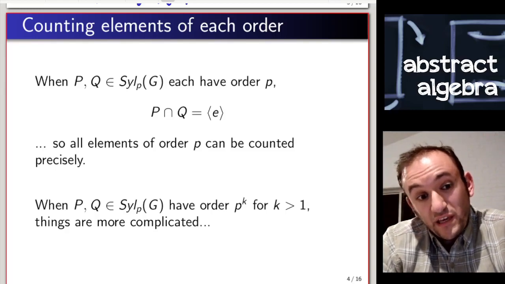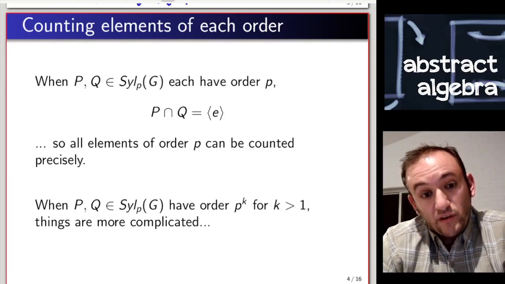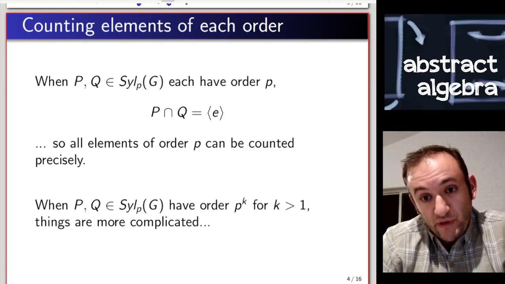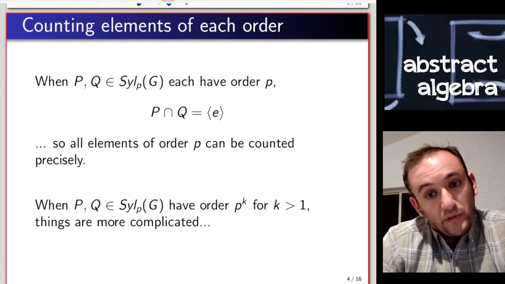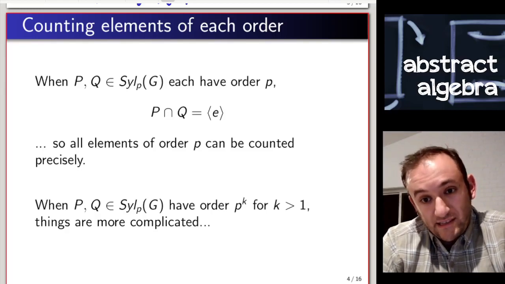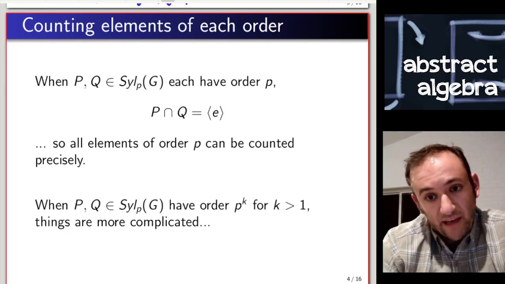On the other hand, when P and Q in the set of Sylow P subgroups have higher powers of P as their order, things will be more complicated. You don't know how they will necessarily intersect. But we'll get back to that a bit later.